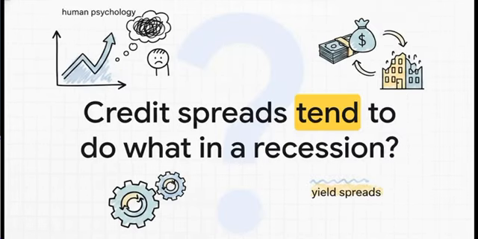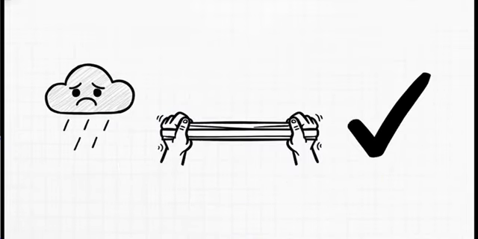Moving right along to question 2. Credit spreads tend to A, narrow in recession, B, widen in recession, or C, stay constant. Think about human psychology and that countercyclical rule we just discussed. The answer is B. They widen in a recession. When the economy shrinks, panic rises. Investors demand far higher premiums to compensate for the elevated risk of corporate defaults, pushing those spreads out significantly.